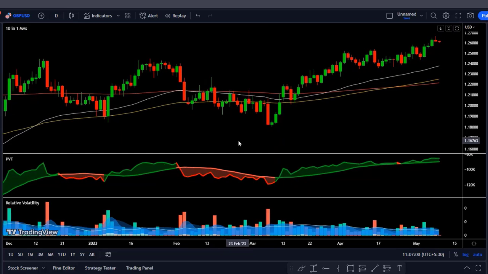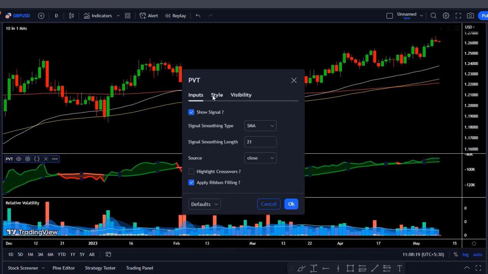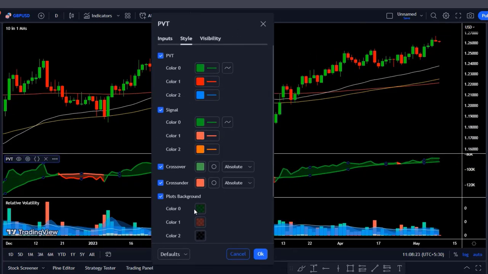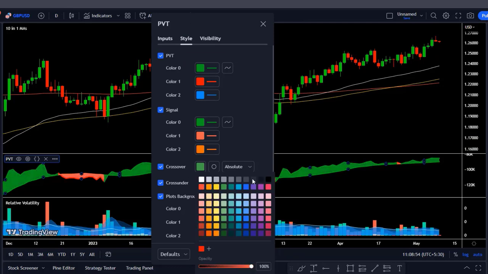Now let's change the PVT indicator settings. Click on the Style tab. After that, change the opacity of the plots to make them easier to see.